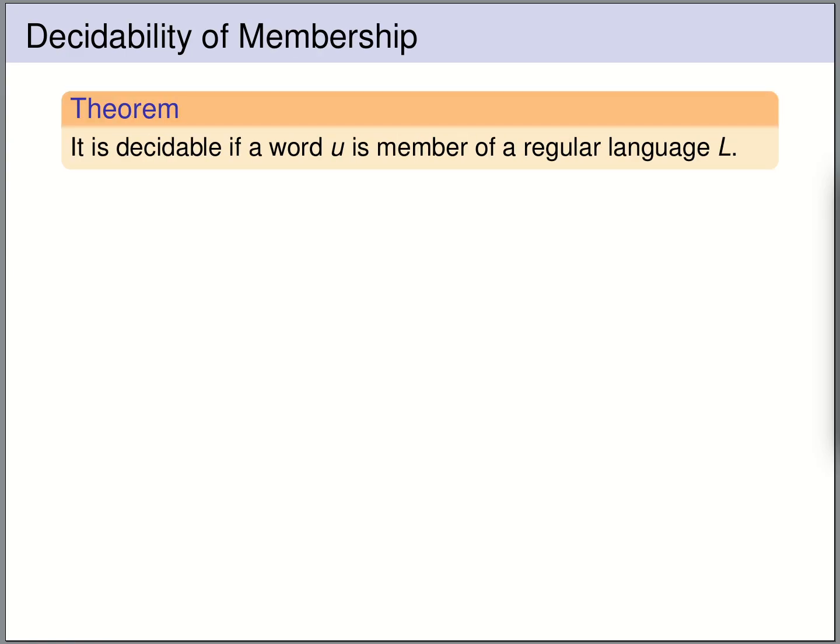Another decidable property of regular languages is membership. So given a regular language L and a word u, we can decide whether u is a member of L. How does this work?